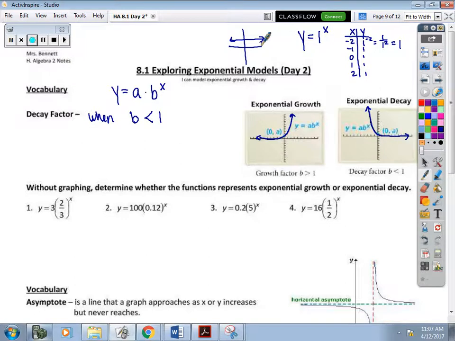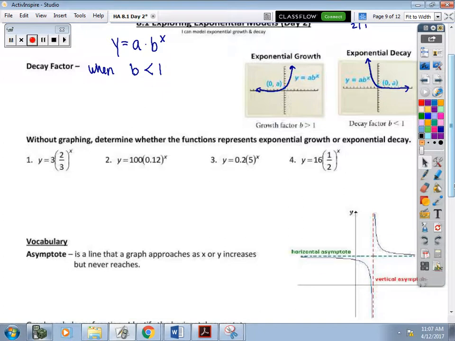Okay, so our first 4 examples just ask us to, without graphing, determine whether the function represents exponential growth or decay. So again, all you have to do is look at the b value in each of these equations and ask yourself, is it greater than 1 or less than 1? And then write down growth or decay. So the first one, we have 2/3. 2/3 is less than 1. Therefore, this would be exponential decay. The next one would be decay also. 0.12 is less than 1.